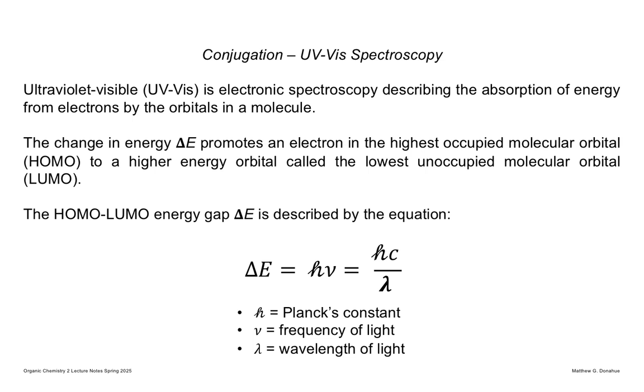So the change in energy, delta E, promotes an electron to the highest occupied molecular orbital. The way to think about that highest occupied molecular orbital is like when we're talking about reactions, and we say a nucleophile is supplying electrons, those are the electrons available for bonding. So that's the highest occupied molecular orbital.